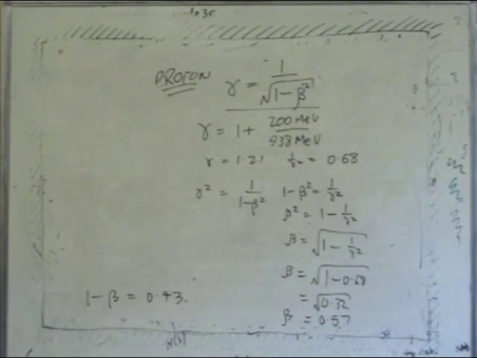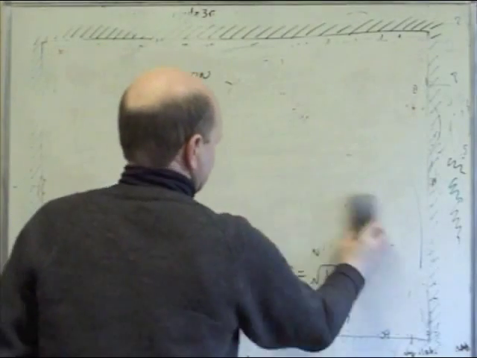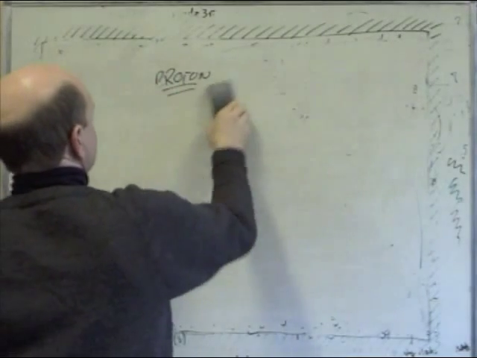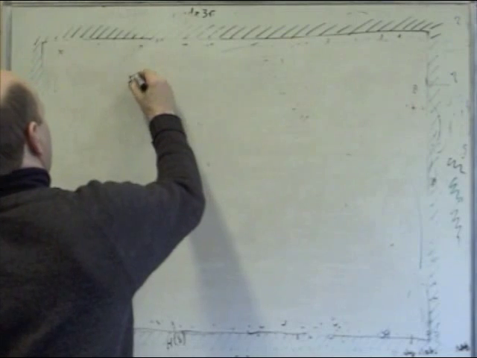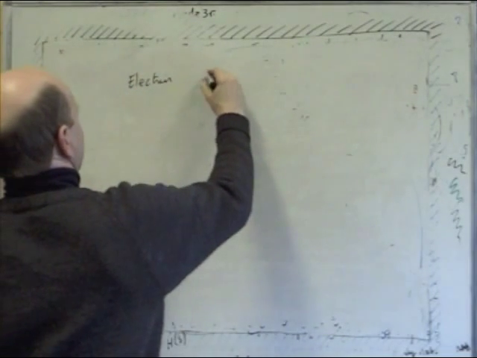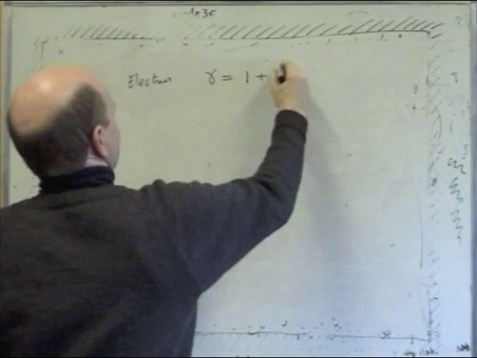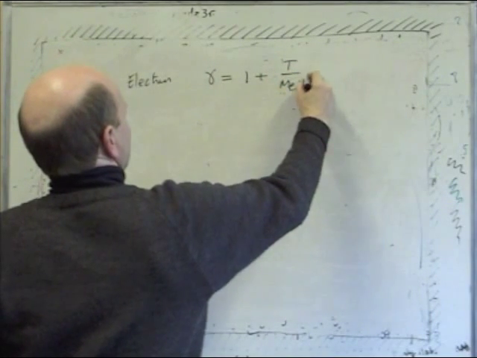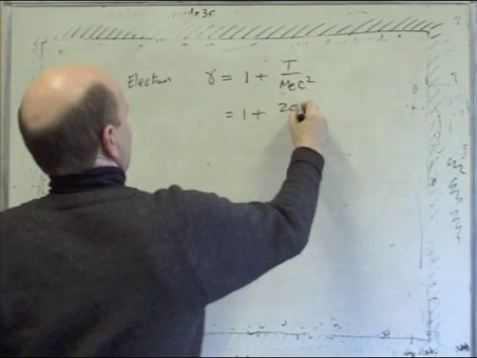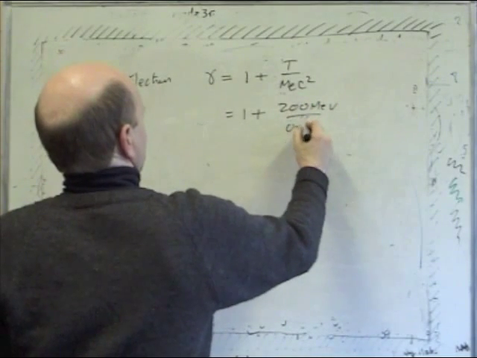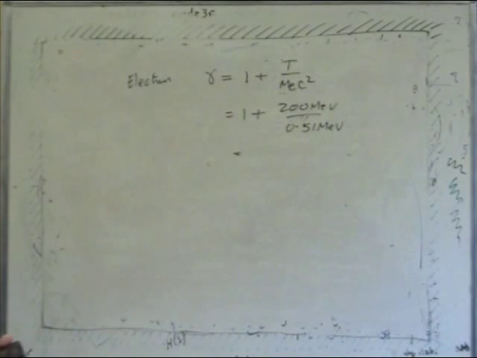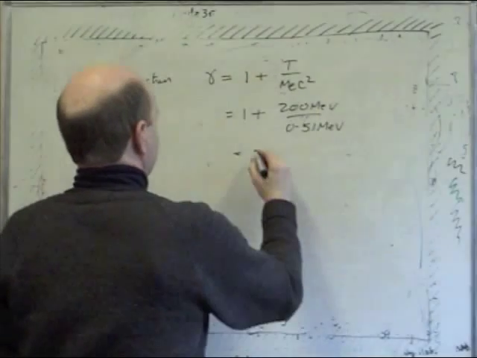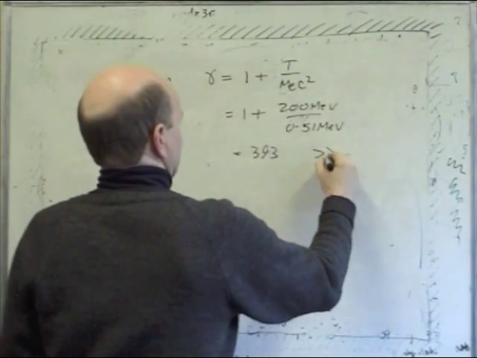For the electron, things get a little bit more interesting. The electron's highly relativistic. So we calculate its gamma. Gamma equals 1 plus the kinetic energy over the rest energy of the electron, which is 1 plus 200 MeV over 0.51 MeV, which equals 393, which is much bigger than 7.